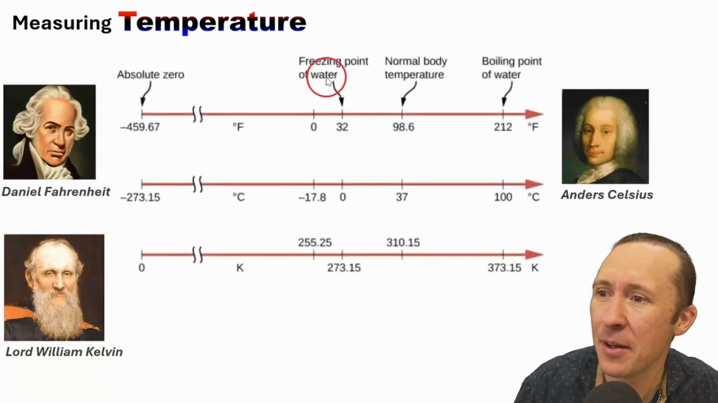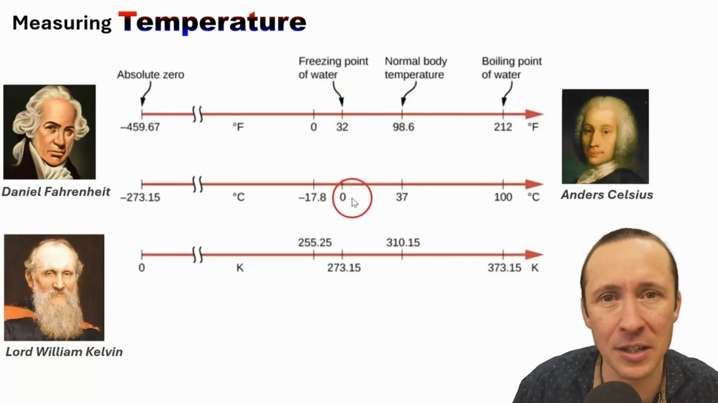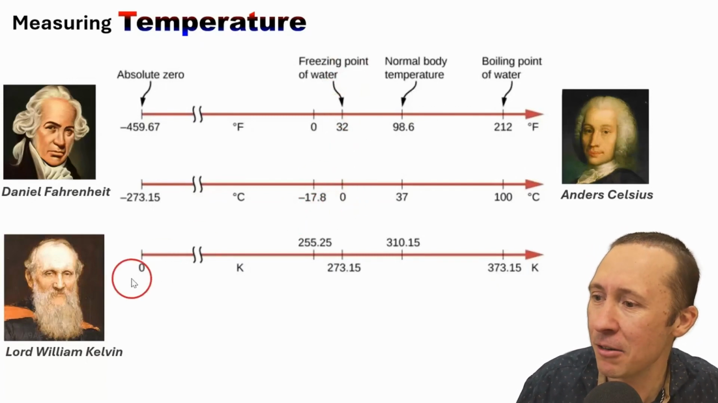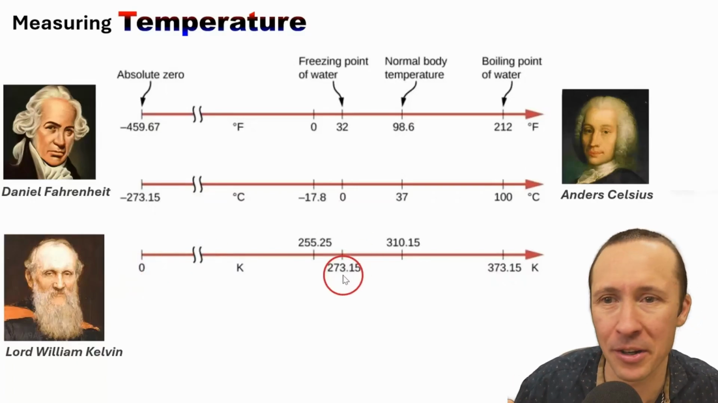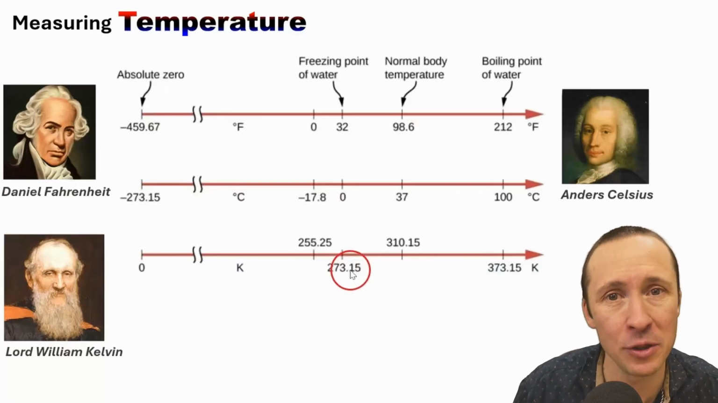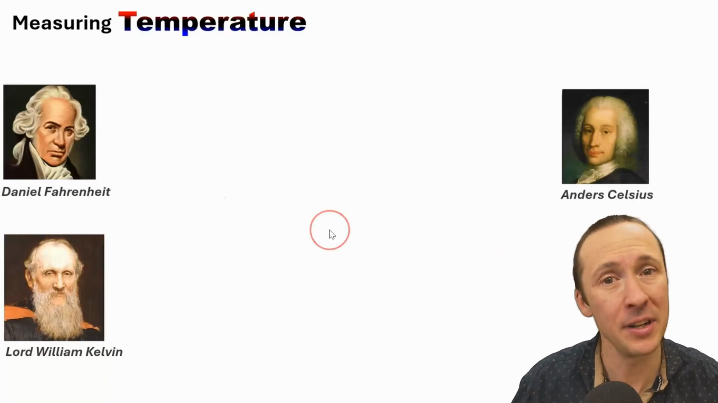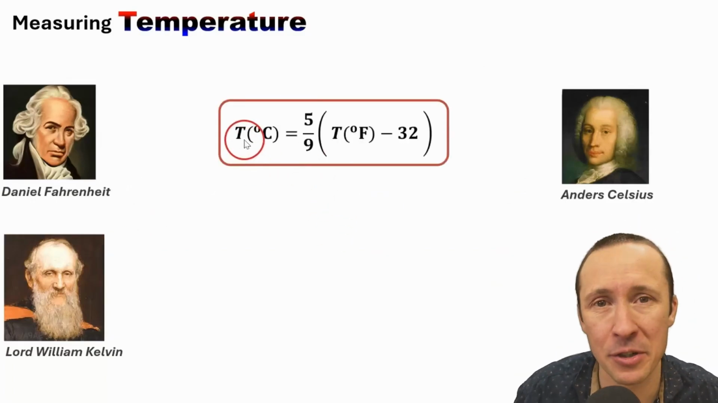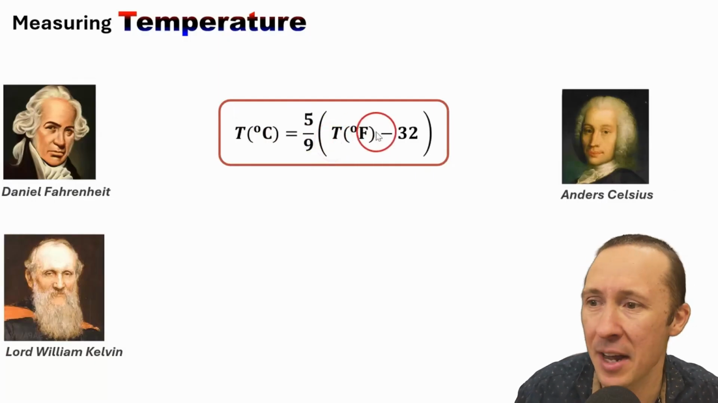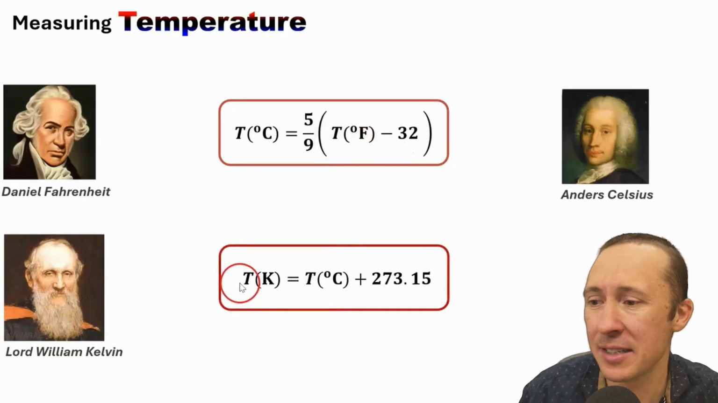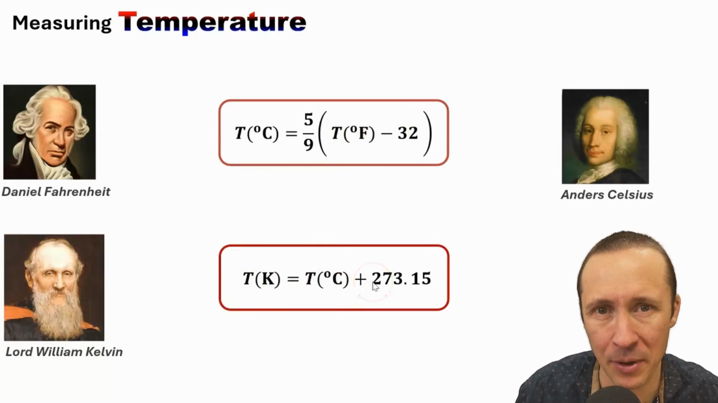So what this looks like, if we look at the freezing point of water, that's 32 degrees Fahrenheit, 0 degrees Celsius, but then the 0 for Kelvin is at absolute 0. And the freezing point of water is 273.15 Kelvin, but absolute 0 in degrees Celsius is negative 273.15. If you need to calculate those, the temperature in degrees Celsius is 5/9 times the temperature in degrees Fahrenheit minus 32. If we want the temperature in Kelvin, we take the temperature in degrees Celsius and just add 273.15.